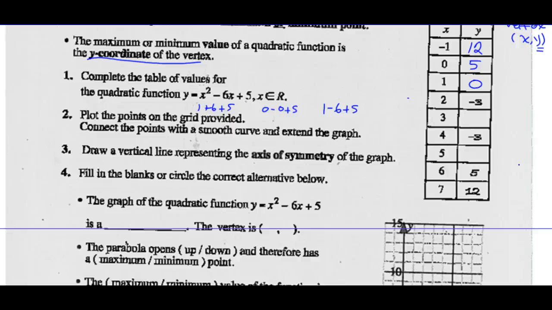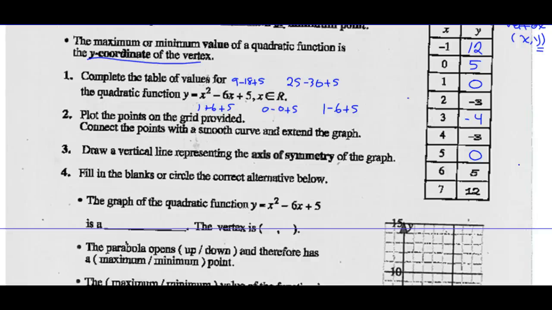If you plug 2 in, you get -3. If we plug 3 in, 3 squared is 9. -6 times 3 is -18. So 9 minus 18 plus 5. That's -9 plus 5, which is -4. If you plug 4 in for x, you should get -3. If you plug 5 in for x, 5 squared is 25. -6 times 5 is -30, plus 5. So 25 minus 30 plus 5 is 0. You plug 6 in, you get 5. You plug 7 in, you get 12. So we've completed that table of values.